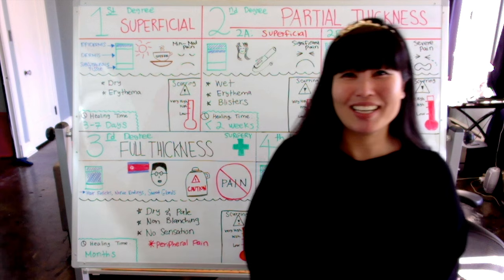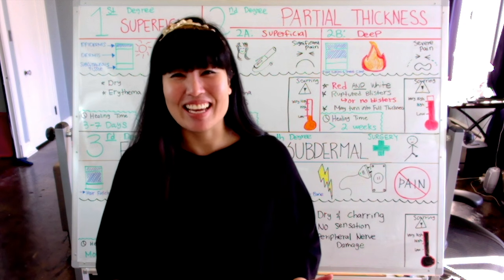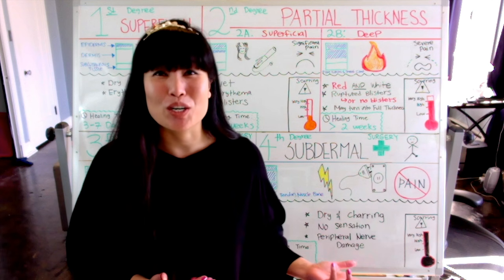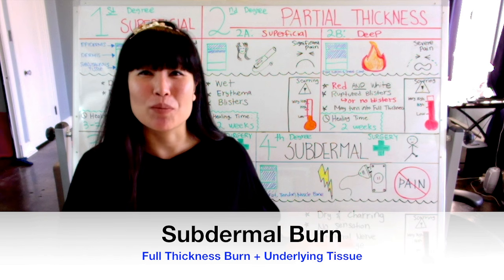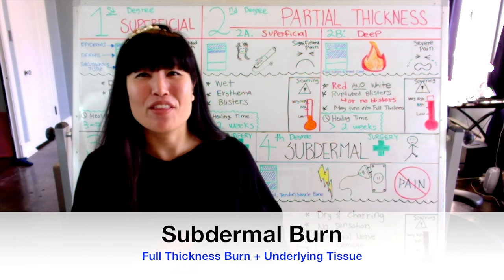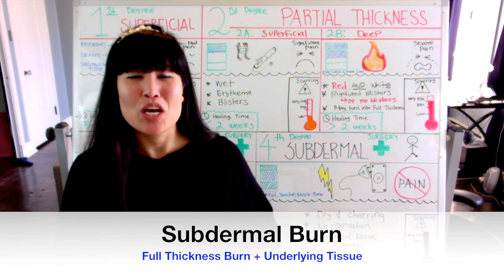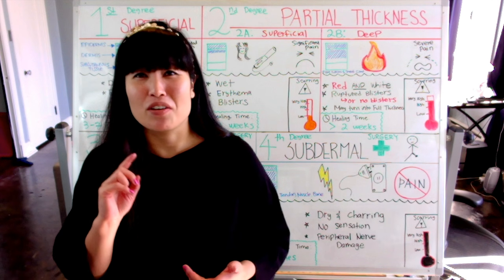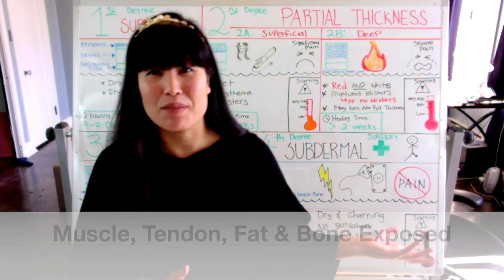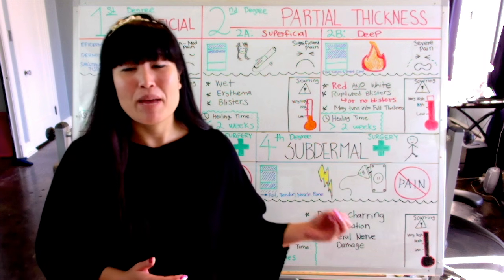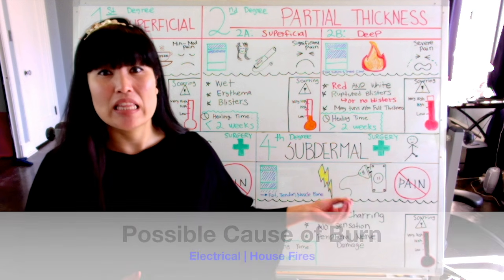Okay, and that brings us to our final classification for today for this video, which is the subdermal burn. And again, the clue is in the name, subdermal. This is basically a full thickness burn level of depth, plus the underlying tissues. So you may see your muscle, tendon, fat, and bone exposed with this depth of injury. And a mechanism for a burn of this magnitude would be an electrical burn.